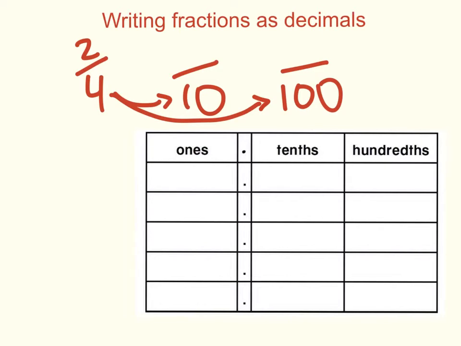How much is a quarter worth? It's worth 25 cents. So 4 quarters gives you $1 or 100 cents. So 4 times 25 is 100. So then I should multiply my numerator by the same number to get an equivalent fraction. 2 times 25 is 50. So now I have 50 hundredths, and I can put that in my place value chart. 50 hundredths.